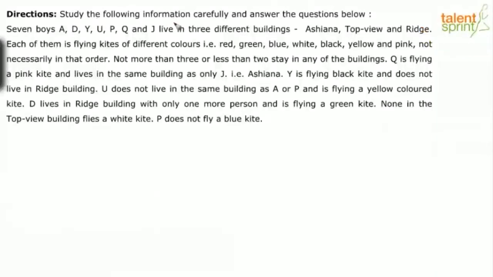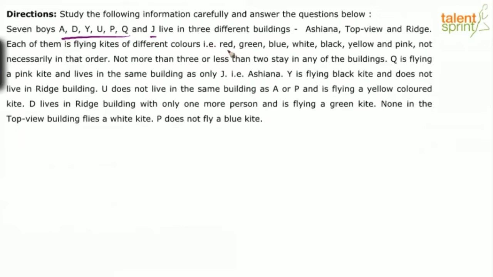So it says study the following information carefully and answer the questions below. 7 boys A, D, Y, U, P, Q and J live in 3 different buildings: Ashiana, Top View and Ridge. Each of them is flying kites of different colors: red, green, blue, white, black, yellow and pink, not necessarily in that order, right?